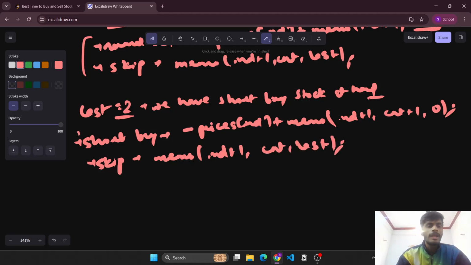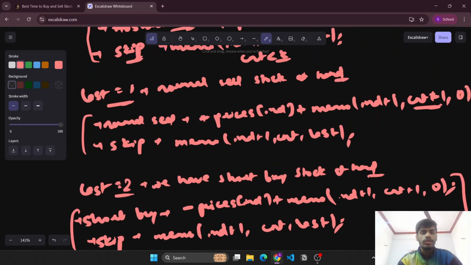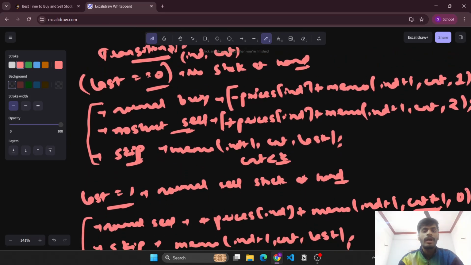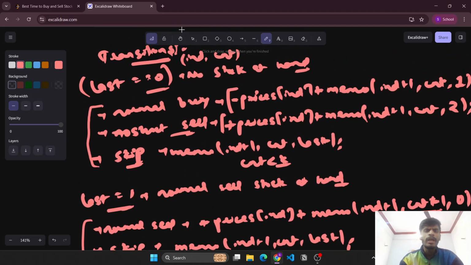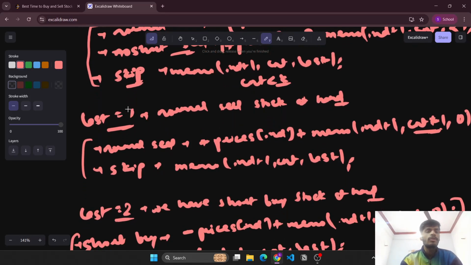So these will be the transitions for last equals to 2, and we will be taking the maximum. I hope you are able to see how, on the basis of different values of last, we are able to define the transitions. If we have no stock at hand, then we can perform either a normal buy or a short sell, or simply skip. If last equals to 1, that means we have a normally bought stock at hand, so we can sell it normally. Selling it normally will give plus prices of index, or skip it.